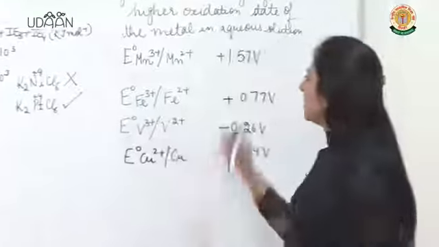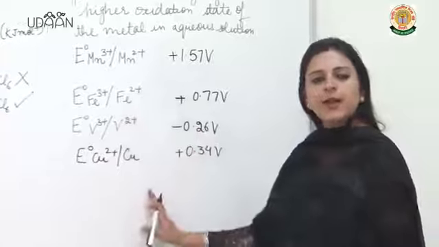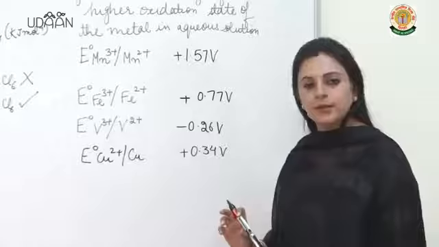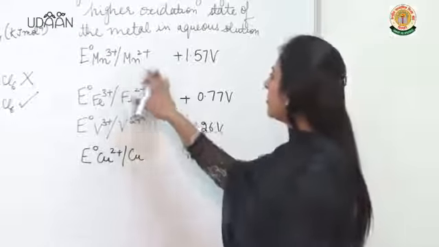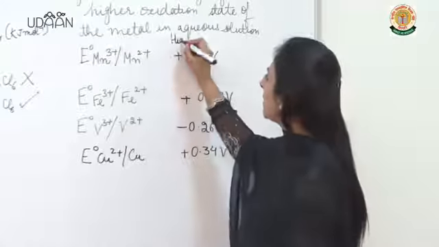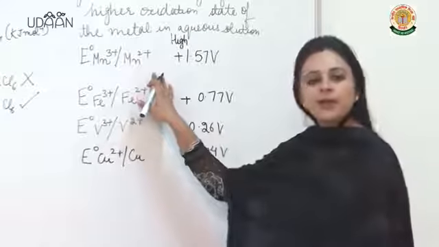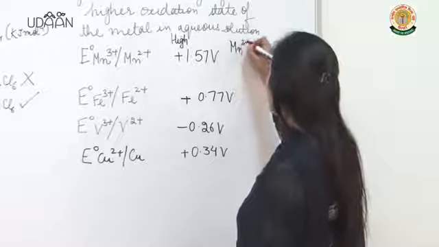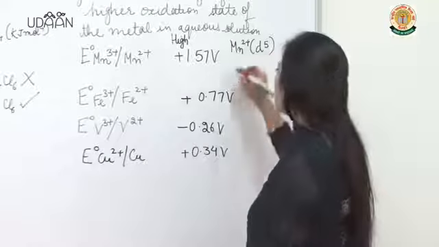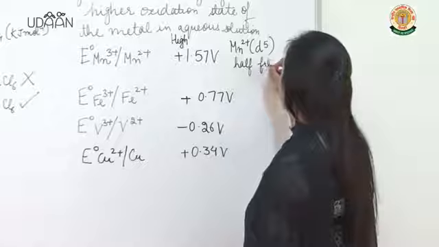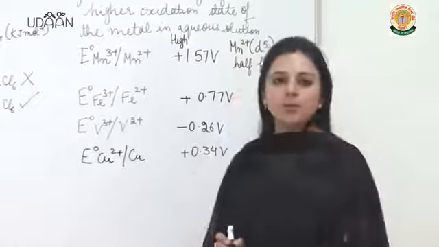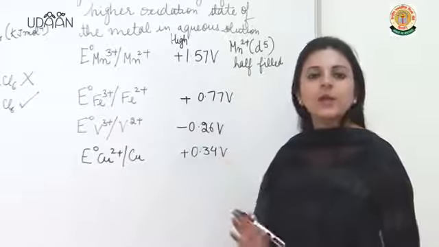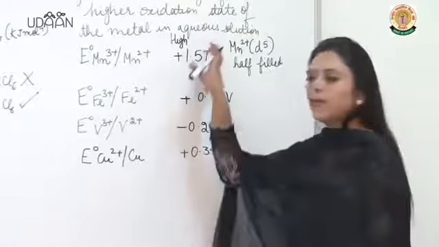Now let us look at the E0 value of these species and understand the stability of the metal ions. Here we are looking at the high E0 value of Mn3+/Mn2+. Now why is this so? Because Mn2+ has a d5 configuration which is half filled. So because of the stability of this half filled d orbital, this configuration is more stable. That is why the E0 value is very high.